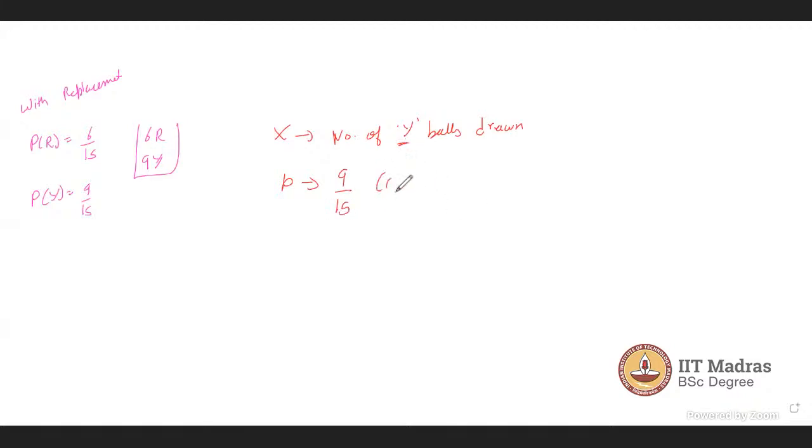So here, can we use a binomial distribution for this question? Yeah, because P is constant throughout, right? It would be 9 by 15 for each and every trial. And also you are drawing independently, one after the other. So this binomial we can use for with-replacement questions also. Yeah, the condition should be satisfied, right? We are drawing the balls independently, one by one.